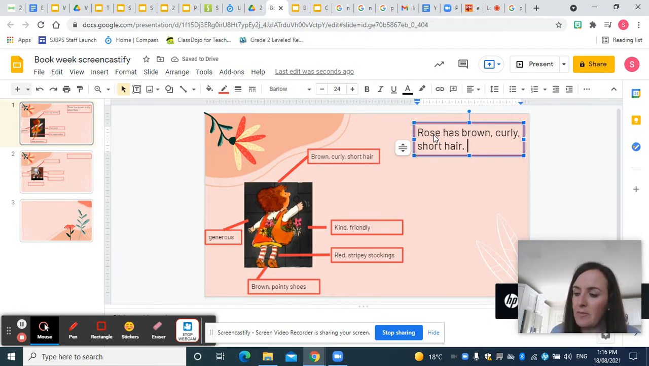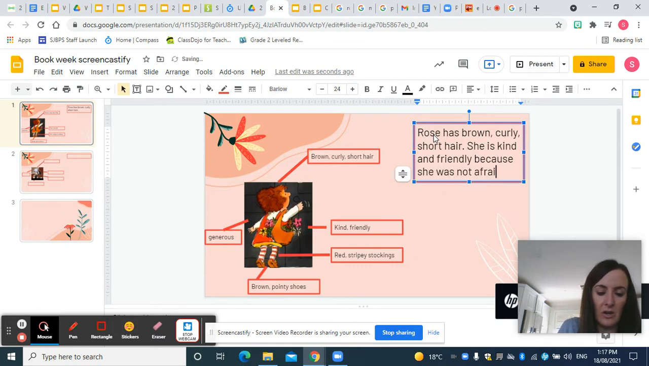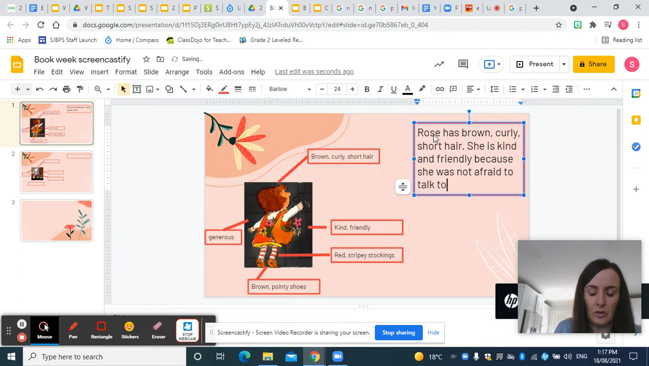My next sentence, I might join a few of the ideas together. I might say she's kind and friendly because she was not afraid to talk to Mr Wintergarten. She is kind and friendly because she was not afraid to talk to Mr. Need a capital letter for Mr. Wintergarten.